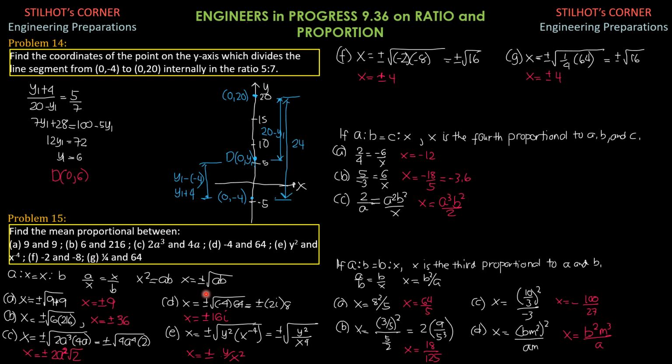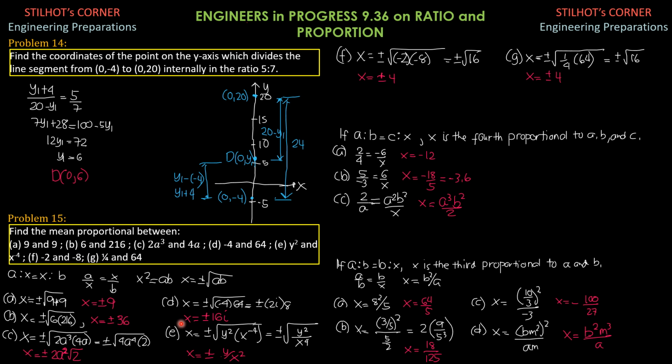So for part A, x is plus minus square root of 9 times 9. So it is plus minus 9. For part B, x is plus minus square root of 6 times 216. So that would be plus minus 36. For part C, x is plus minus square root of 2a cubed times 4a. So that would be 8a to the fourth, or 4a to the fourth times 2. We can only extract the root of 4a to the fourth, so we have plus minus 2a squared square root of 2.